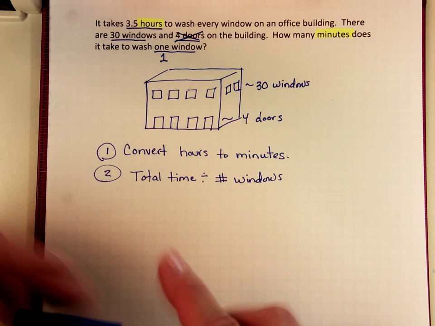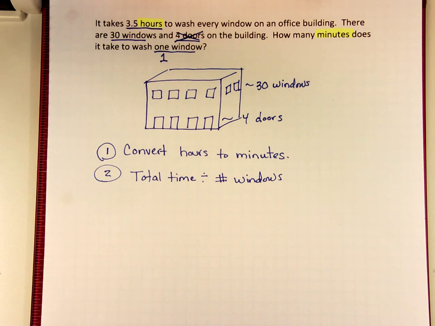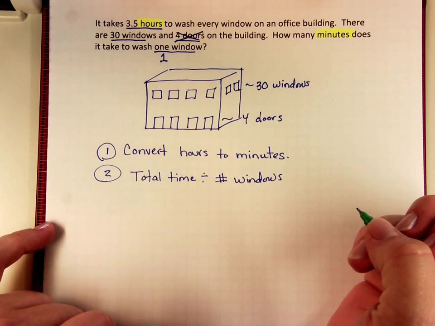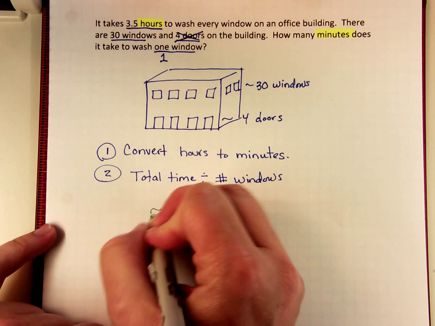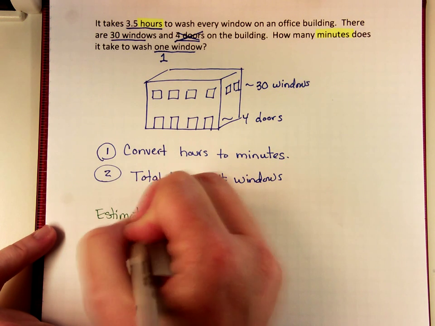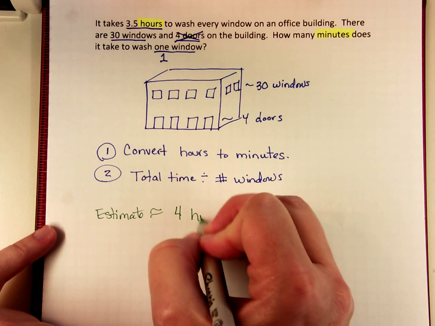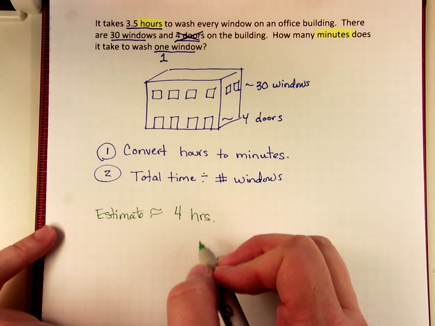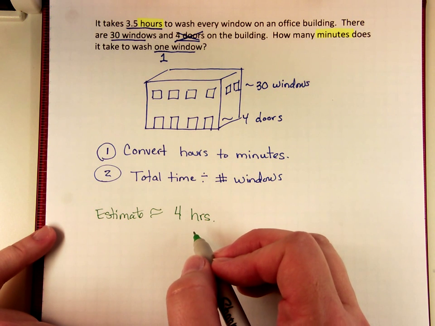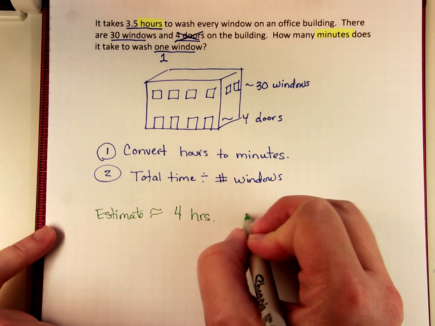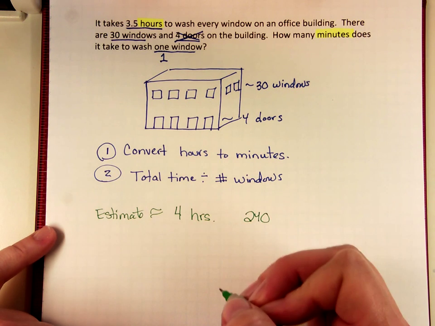Now, come up with an estimate. I'm going to round up here and say it takes 4 hours to wash every window. This is an estimate. 4 hours to wash every window. So how many minutes is 4 hours? Let's see. There's 60 minutes per hour. 4 times 60 is 240. I just did that in my head, really.